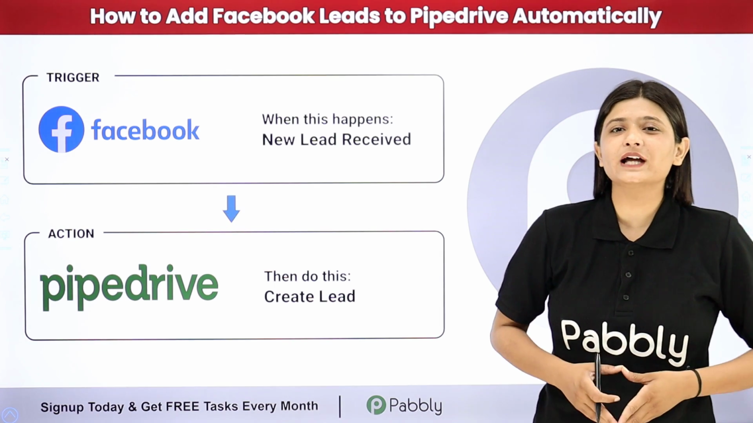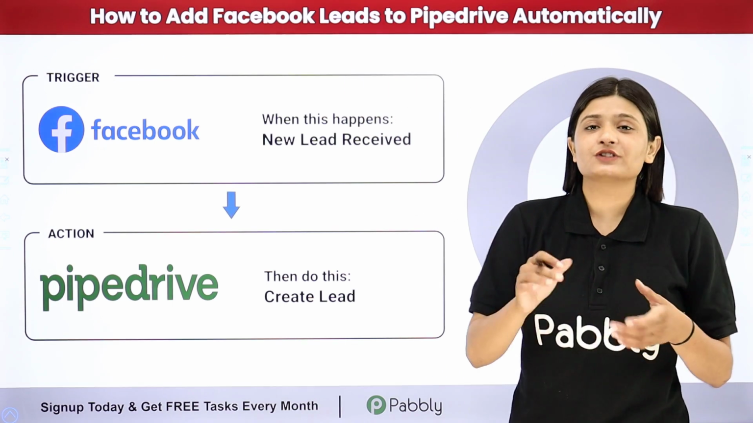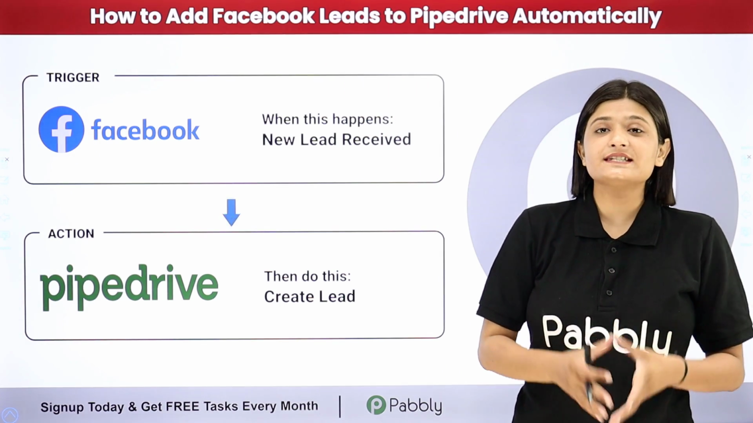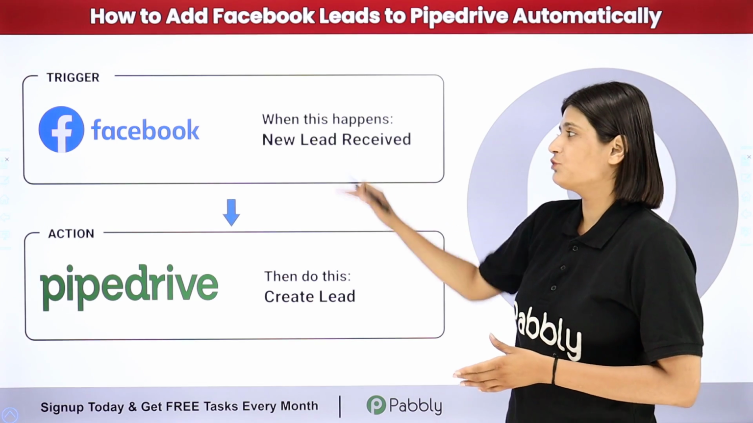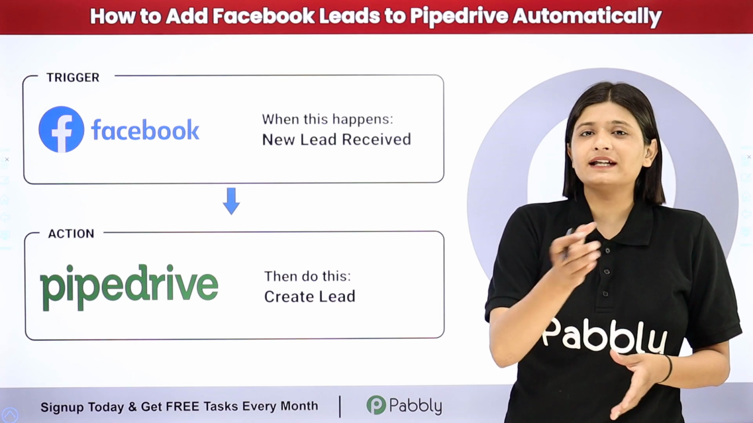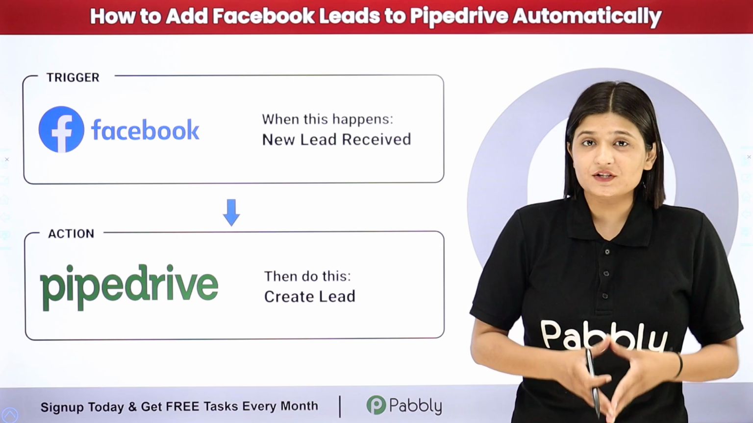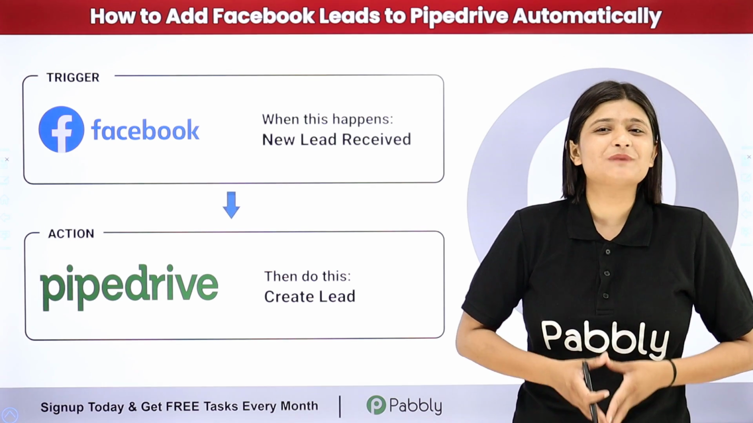So in this video, we are going to learn how to add Facebook leads to Pipedrive automatically. Let's suppose I'm running a real estate agency and promoting it with the help of Facebook lead ads. Now I want that whenever I receive a new lead, it should be automatically created in my Pipedrive. I completely want to automate this process, and to do this, I'm going to use Pabbly Connect.